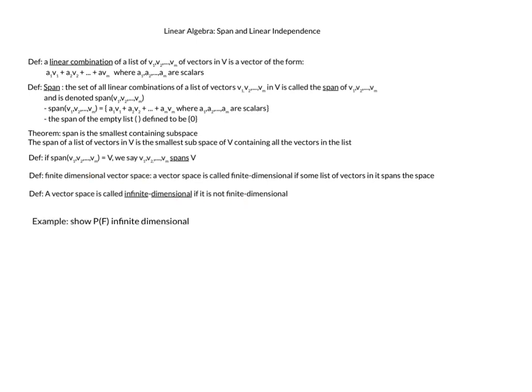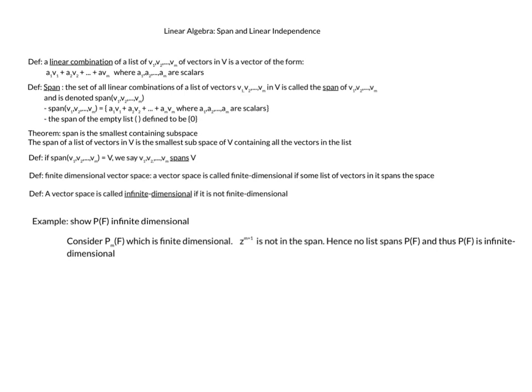An example of infinite dimensional is to show that the set of polynomials is infinite dimensional. The solution is to consider Pm of F, which is finite dimensional. It has a dimension of m. Once you have a set of vectors that covers your m degree polynomials, you can always find another polynomial of degree m plus 1. It's not going to be in the span, hence no list spans P of F, and thus P of F is an infinite dimensional vector space.